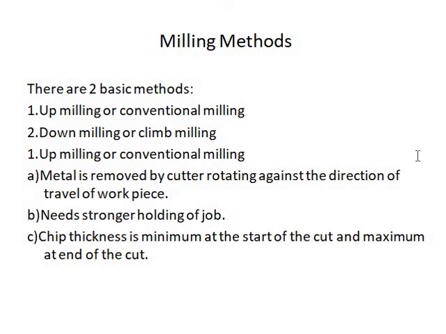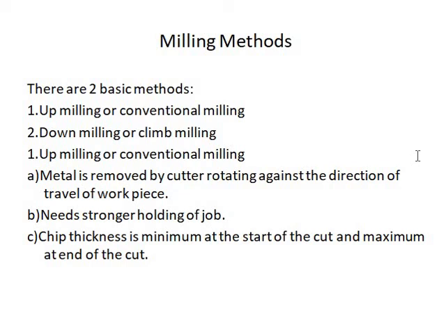Next we'll come to milling methods. There are two basic methods: up milling and down milling. Up milling or conventional milling, and down milling or climb milling. First we'll deal with up milling or conventional milling. In up milling, the metal is removed by a cutter rotating against the direction of travel of the workpiece. Listen carefully: the metal is removed by a cutter rotating against the direction of travel of the workpiece.